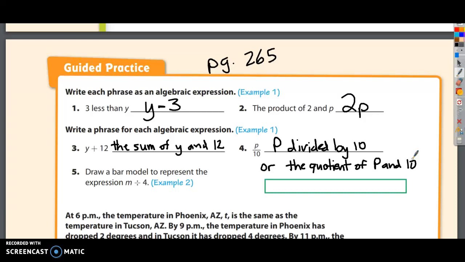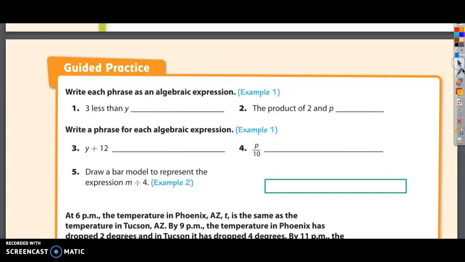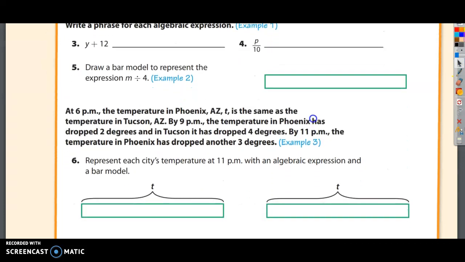All right, number 5 reads, draw a bar model to represent the expression m divided by 4. Well, this one should actually be somewhat easy. I need to kind of go ahead and make a little space. Hopefully you're done with 1 through 4 because I got to erase those. Make a little bit of space for number 5.